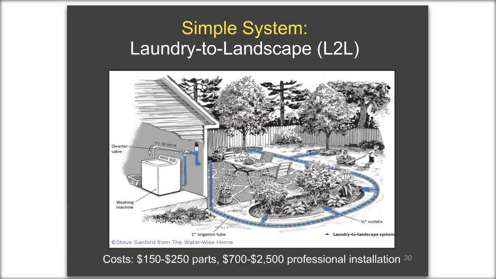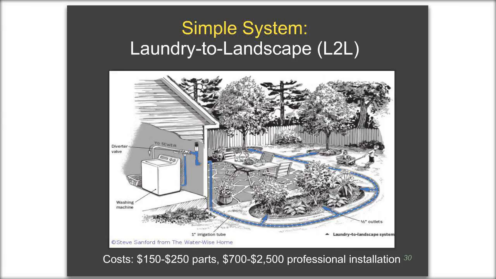Here's a picture. You can see that the washing machine has a discharge hose, and usually that hose is going into your sewer standpipe or a utility sink near your machine. And in this system, we connect a valve right to that discharge hose, and then one side of the valve is redirected back to the sewer or the septic, and the other side goes out into a new irrigation system. So this is separate from any other irrigation system that you may have.